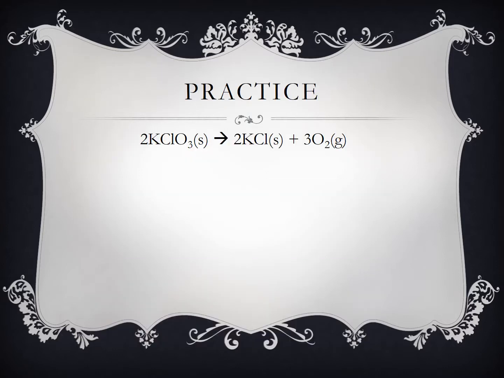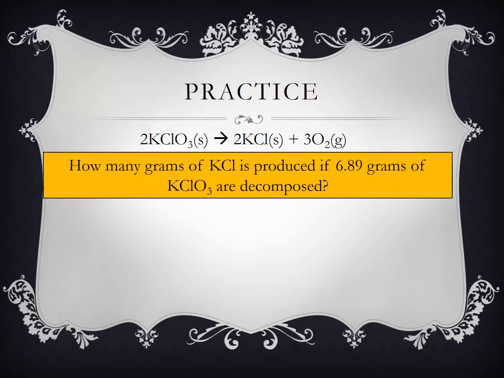Alright, here's some practice problems. How many grams of KCl is produced if 6.89 grams of KClO3 are decomposed? Okay, so this is a mass to mole to mole to mass problem. It's a biggie. It should have 4 steps. So you should probably pause this, work it out, and see if you get the answer.